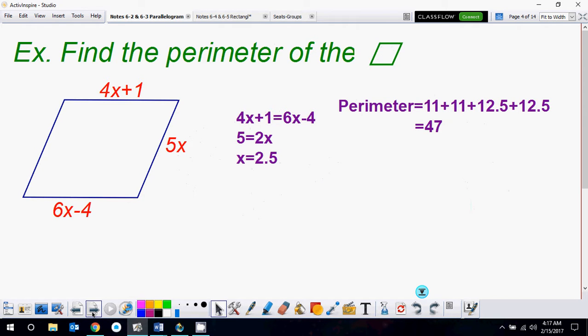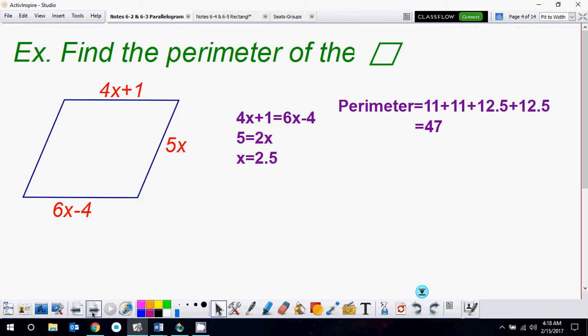Alright, so in a parallelogram, remember opposite sides are congruent. So that means 4x plus 1 has to equal 6x minus 4. So when you solve the algebra, moving the 4x over, you've got 2x. Moving the negative 4 over, you have 5. So that means x is 2.5.